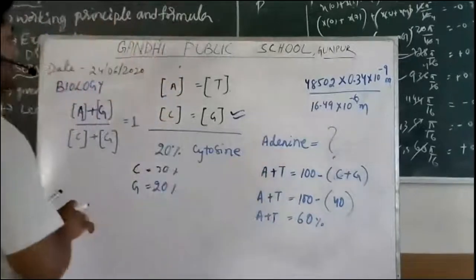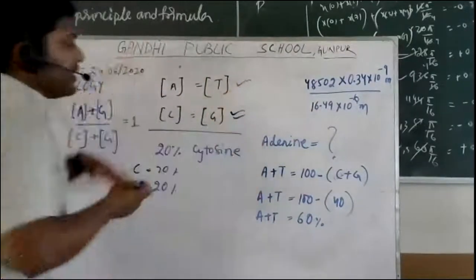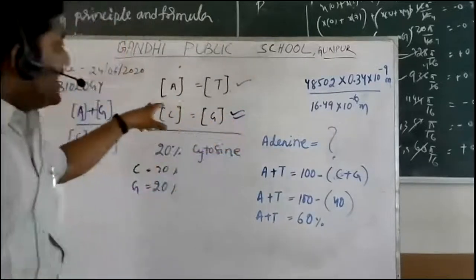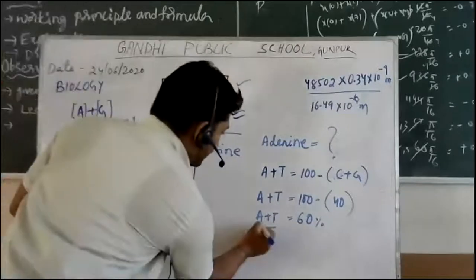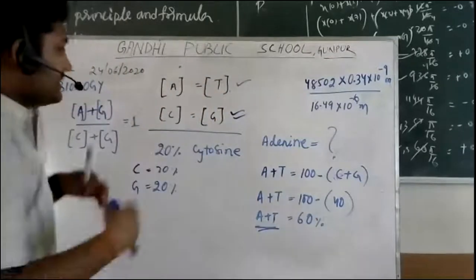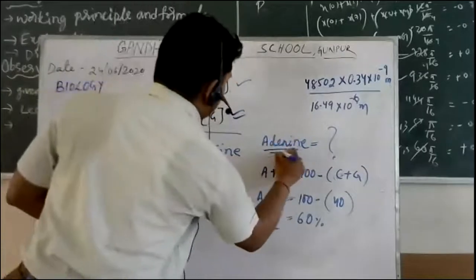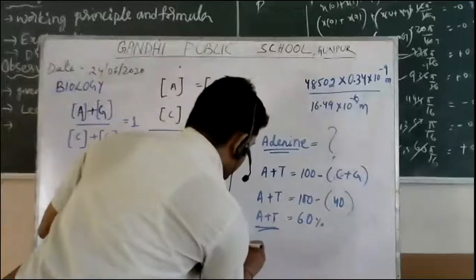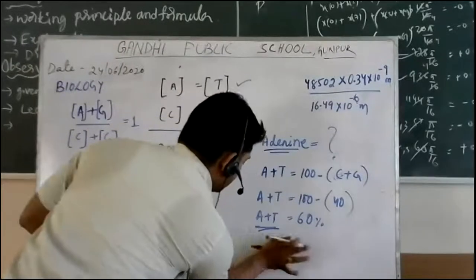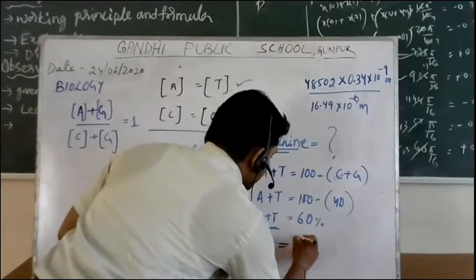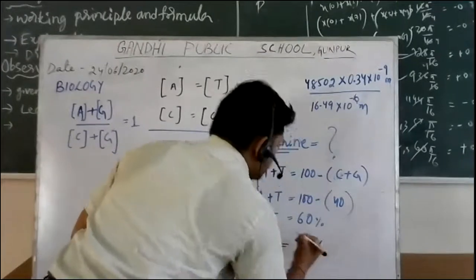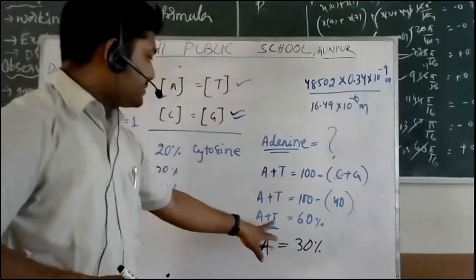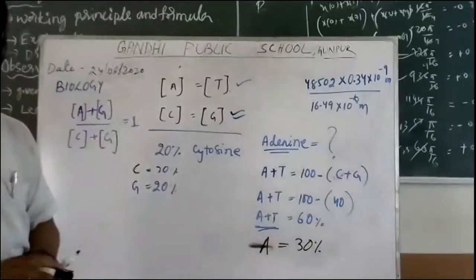Now, again, we know that the amount of adenine is going to be equal to the amount of thymine. So A equals T. If A plus T is equal to 60%, then as asked in the question, what we have to do is find the value of adenine simply by dividing this by 2. So adenine here is going to be 30%, exactly half of that. All are clear with this?